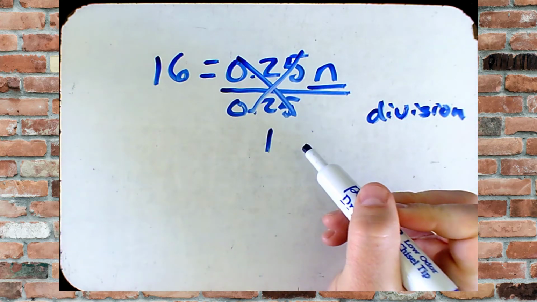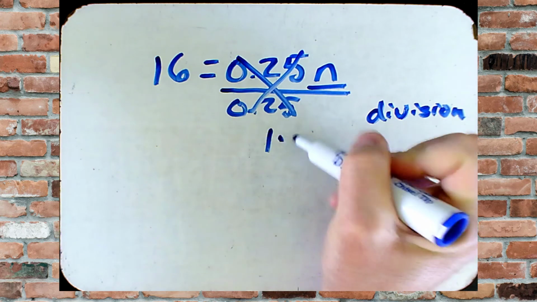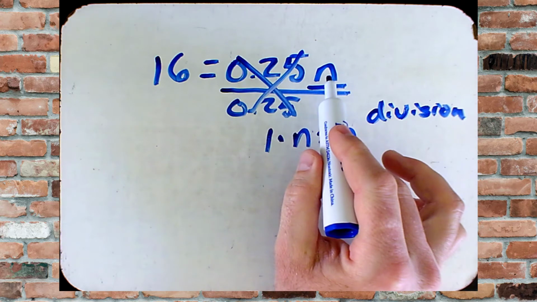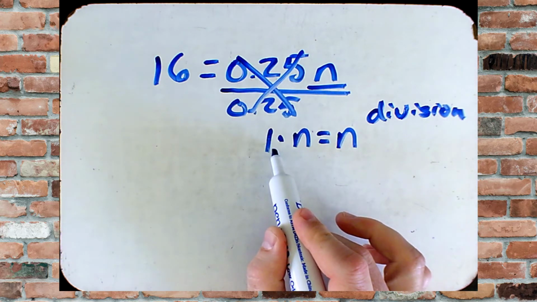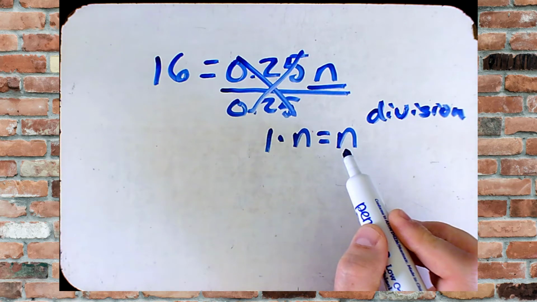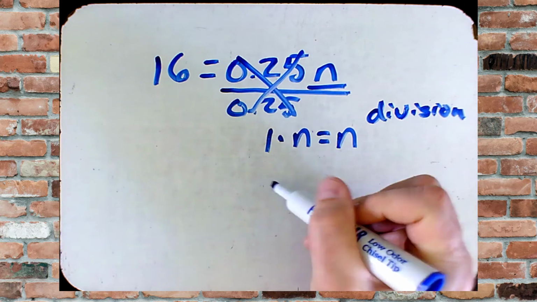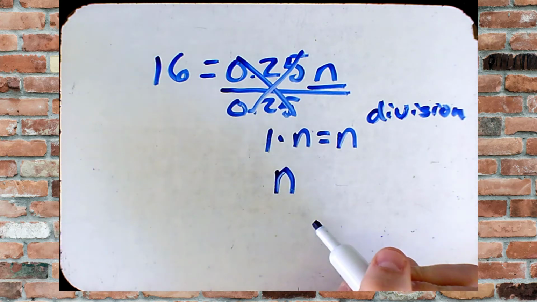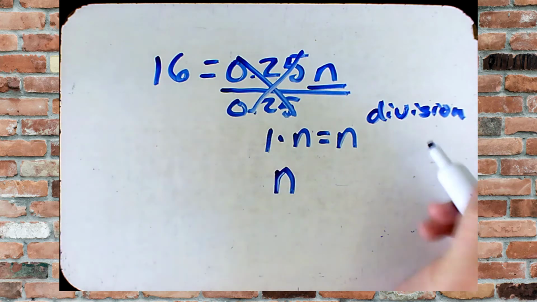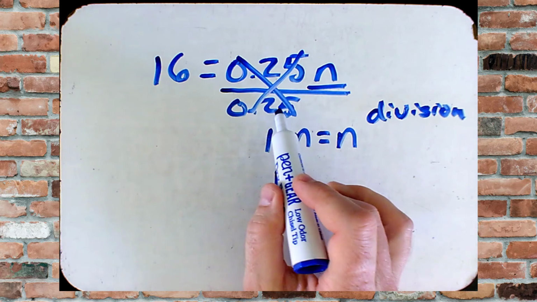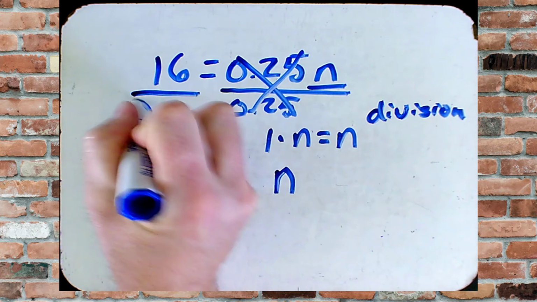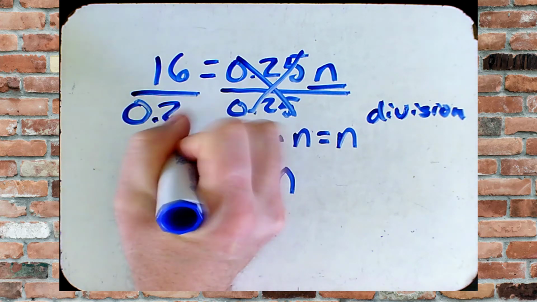Now, here's where we come into some math properties. 1 times n is going to equal n. And that's why my n is now by itself. I don't have to write the 1 in front of it because 1 times anything just gets me that number. That's the multiplicative identity property in math. So now I'm only going to have n on that side of the equal sign. But we learned in a previous lesson that the division property of equality says that if we divide something on one side of an equal sign, we have to divide it on the other side. So that means I'm going to do 16 divided by 0.25.